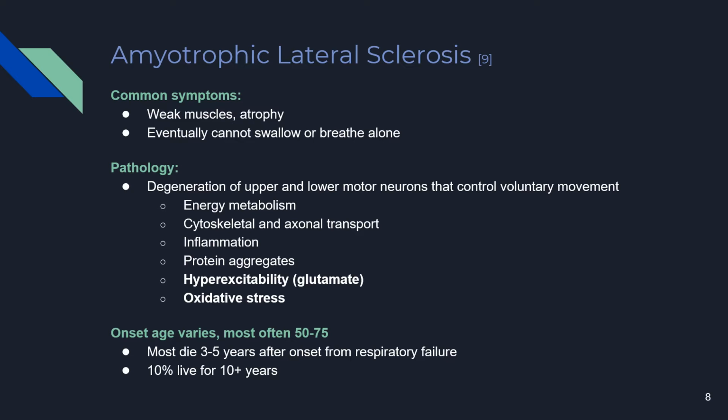The exact causes and mechanisms aren't confirmed, but they include changes in energy metabolism by mitochondria, changes to cytoskeletal and axonal transport, inflammation, dangerous protein aggregates, higher oxidative stress, and hyperexcitability because of excessive neurotransmitter release. The onset age varies, but it's most often between 50 and 75. Because current treatments only target the symptoms, most people die 3 to 5 years after onset from respiratory failure, although about 10% will live for 10 or more years.